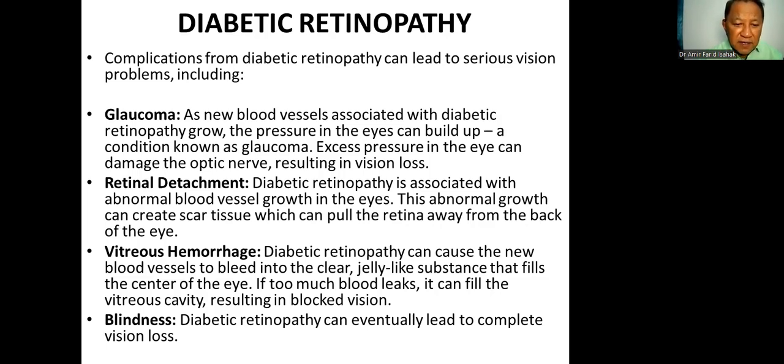And finally, of course, you can become blind. Diabetic retinopathy can eventually lead to complete vision loss. So diabetics, you must have regular eye checks with the ophthalmologist.